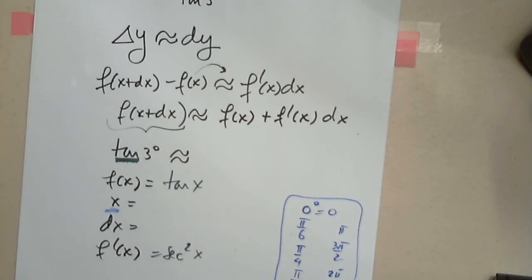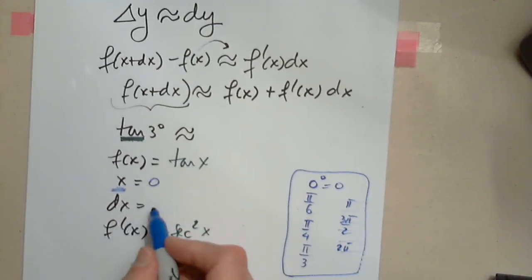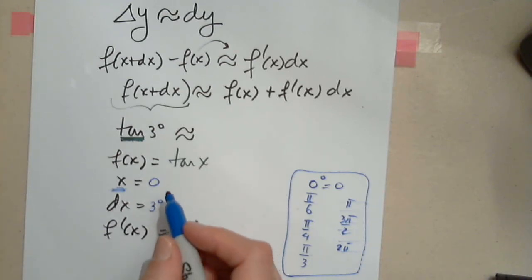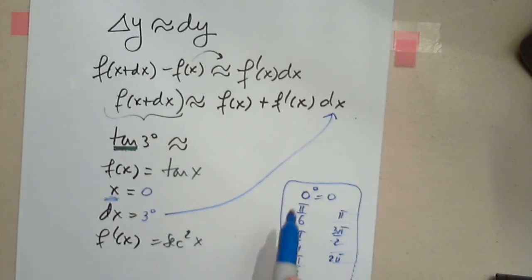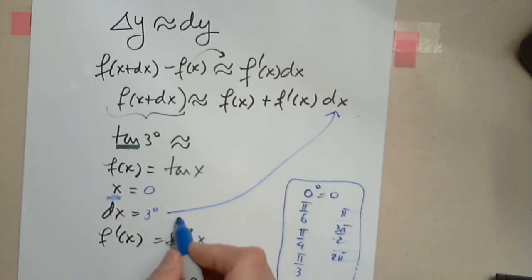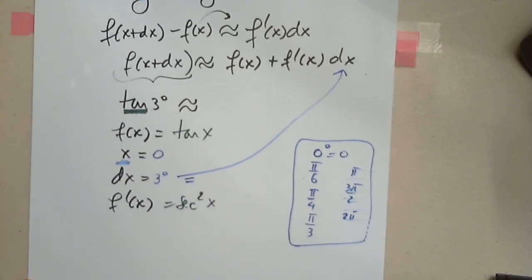Something close to 3 degrees. So which of these, because these are much larger, so I'm not even thinking of those, but which of these is the closest to 3? 0. Good. So then dx is 3 degrees. But I cannot use 3 degrees here, outside of a trig function. I have to change it into radians.